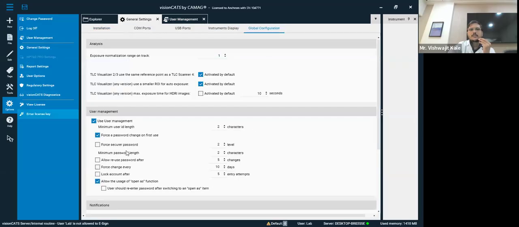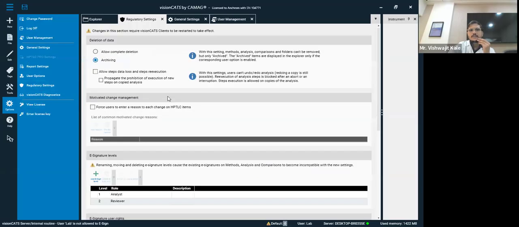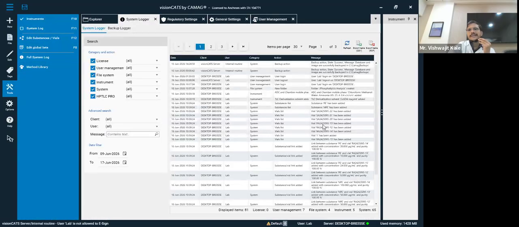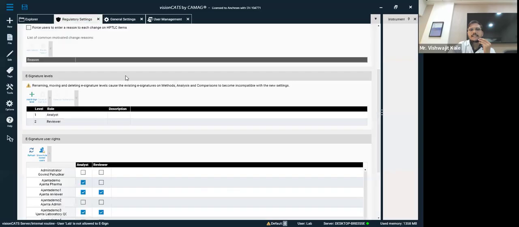And here we can set all the password policies, etc. So this software is fully compliant with latest guidelines of 21 CFR Part 11. Here we can assign different e-signature levels and we can see all the logs, whole system log here, and we can trace back any activity. Any activity done in whole system or in a particular analysis file will reflect, and as it is compliant, the activity reflects in your audit trail.